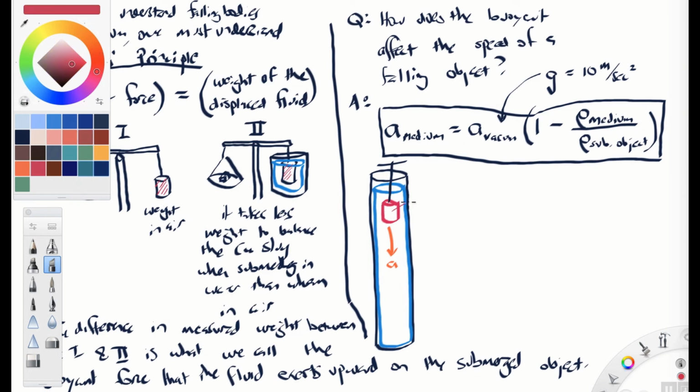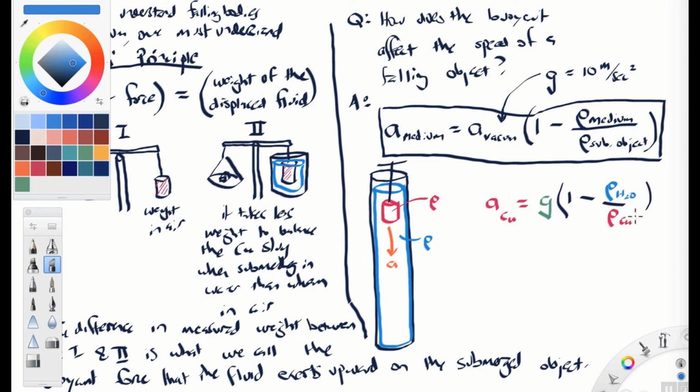So this object has some density, and this water has some density. And so if I wanted to find the acceleration of the copper block, it would be equal to the acceleration that it would feel in a vacuum, that's g, multiplied by 1 minus the density of the medium, the density of the water, divided by the density of the copper.